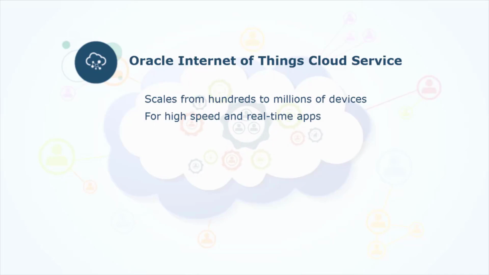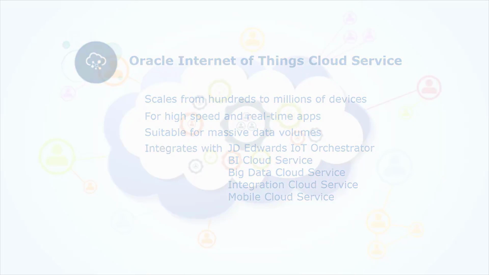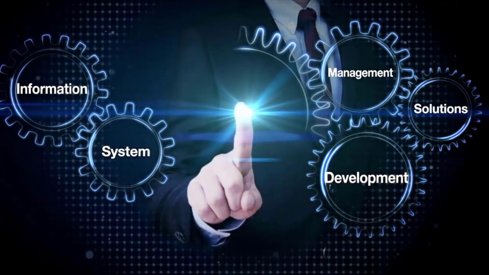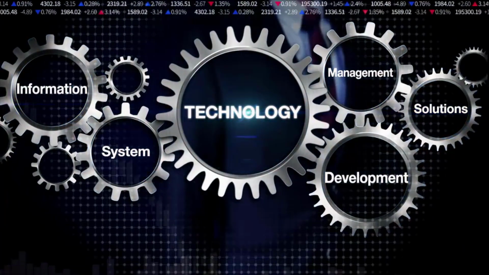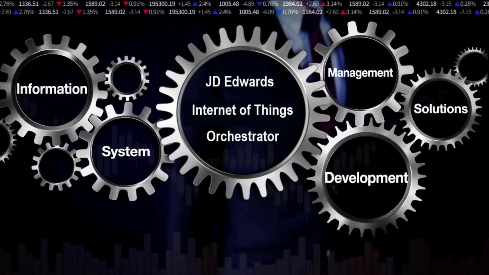IoT Cloud Service scales from hundreds to millions of devices and is designed for high-speed and real-time apps that send massive amounts of data. It integrates first and foremost with JD Edwards, but also with other Oracle Cloud Service products. This entire flow can now be built out by business analysts, so unleash the power of the citizen developer through the use of the JD Edwards Internet of Things Orchestrator.